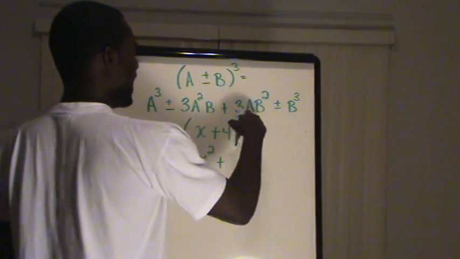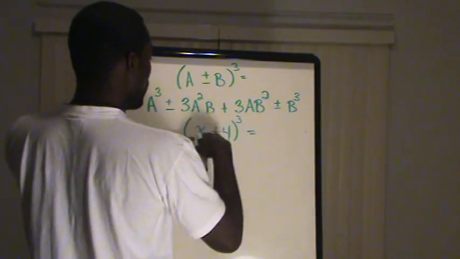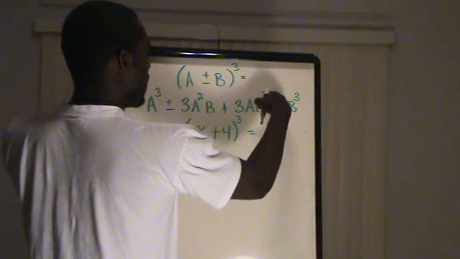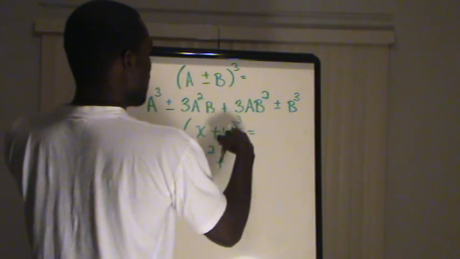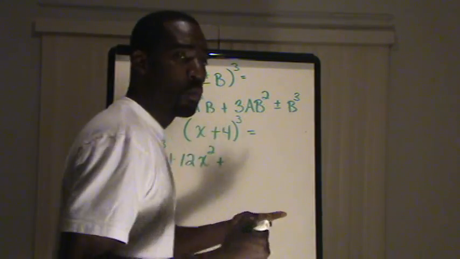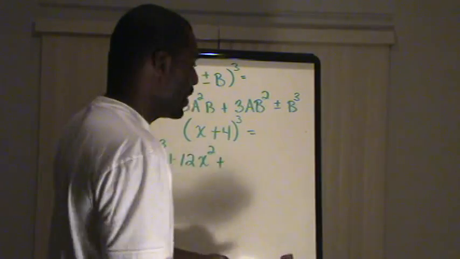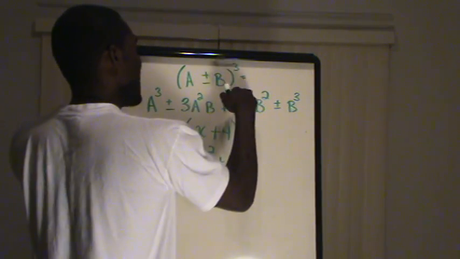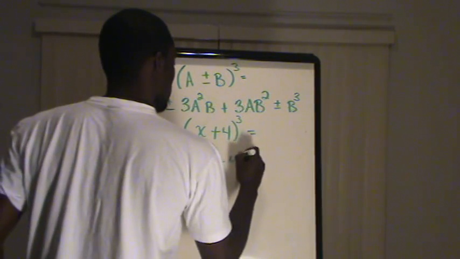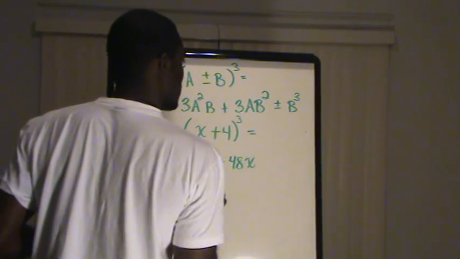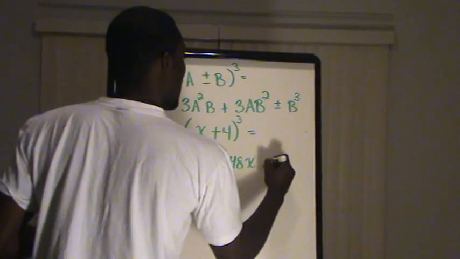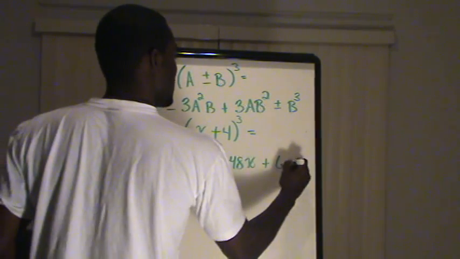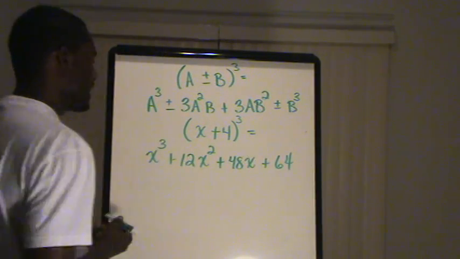This time we take our first term a, which is just x, but we now have to square our b. Our b in this case is 4, so when we square 4 we get 16. So 16 times x is 16x, times 3 will be 48x. Now plus, we take our last term b and cube it, which is 64. And that is our expansion.